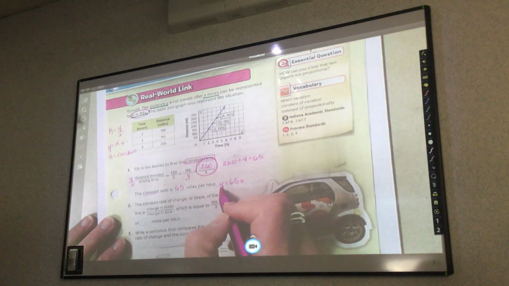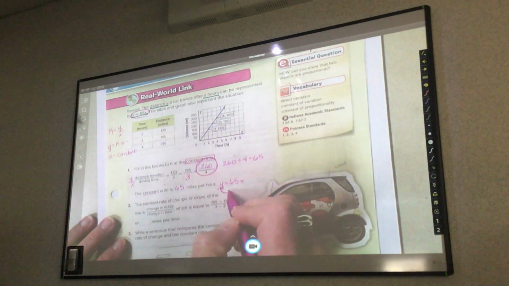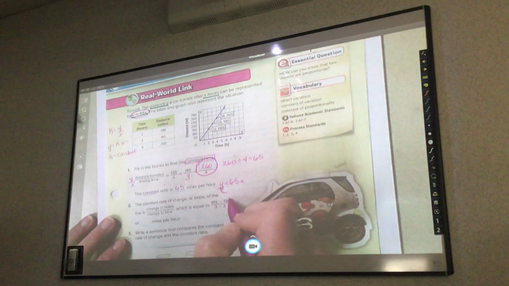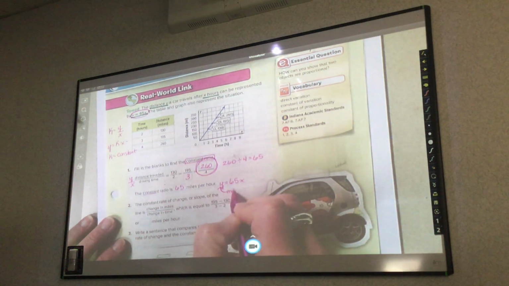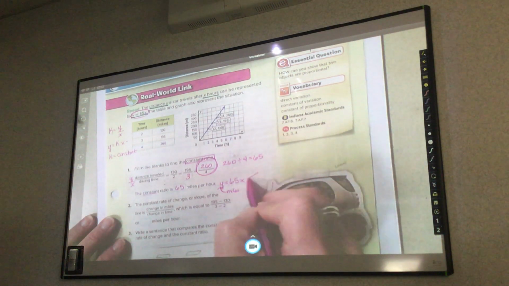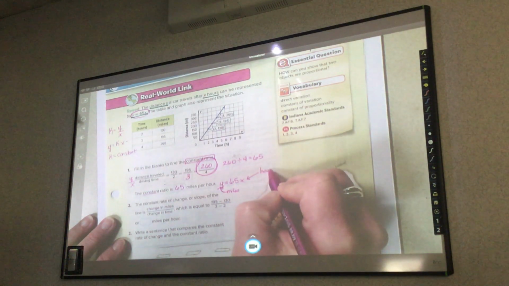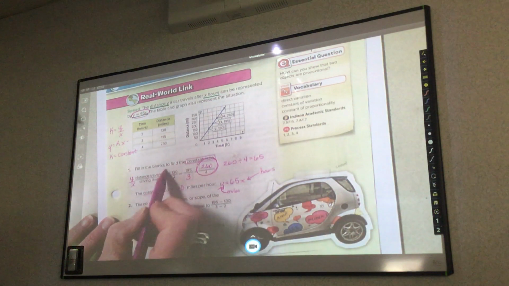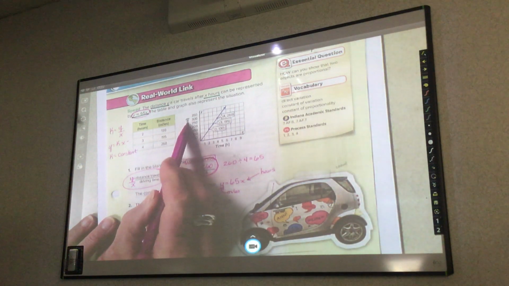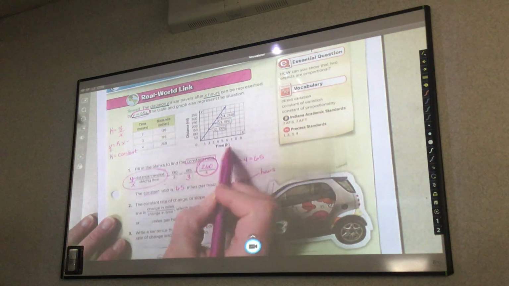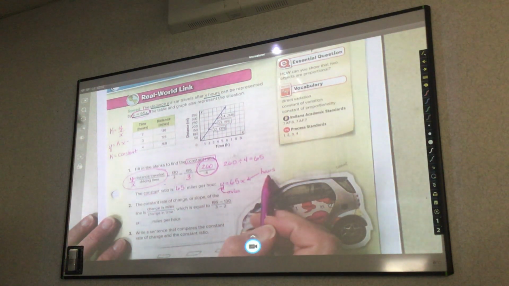Y is my, what's the label for y? Distance. And what is the label on that? Miles. So y is miles, and x is my hours. Right here, guys, to figure out what that is, we come up here and we look. We said y equals the distance, but we need a label, which is miles. X is my driving time, time is in hours. So it's miles equals 65 times the number of hours.